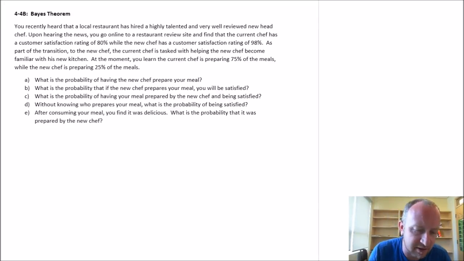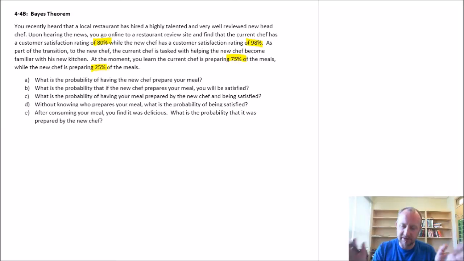So just to summarize the problem, we've hired a new chef at a restaurant, and this new chef has a satisfaction rating of 98% versus the current chef who has a satisfaction rating of 80%. And at the moment, the current chef is producing 75% of the meals, and the new chef is producing 25% of the meals. In the first exercise, we went through and calculated a bunch of probabilities, and the first two weren't too bad, but then the last few got a little bit tedious. And this time, let's start a little differently.